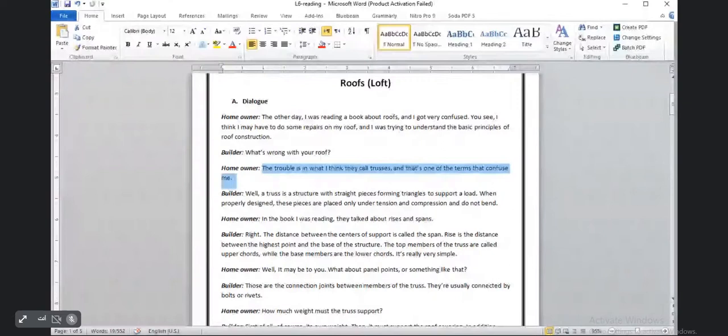Okay. So we start one by one. So the homeowner says the trouble is in what I think they call trusses, and that's one of the terms that confuse me. So I would like to ask you something, Haider Wadud. What do you think the homeowner is confused with? He doesn't know what the trusses mean or what the trusses were. Exactly. So he doesn't know what the trusses are.